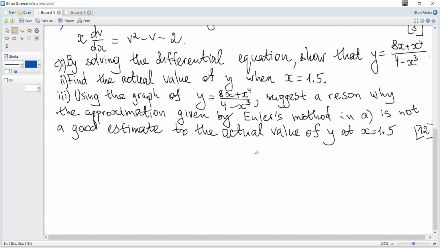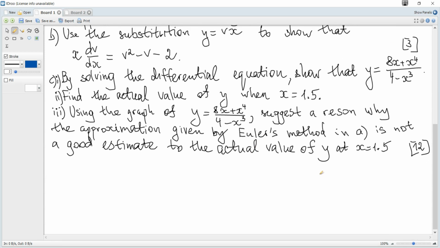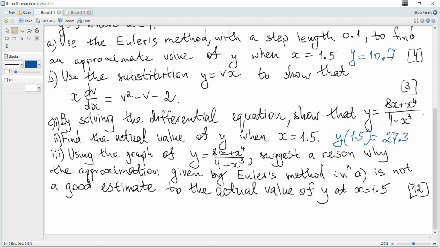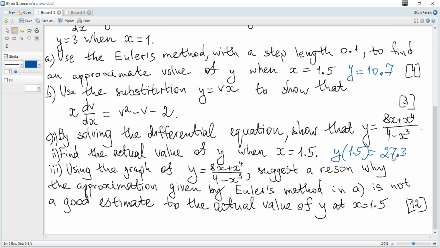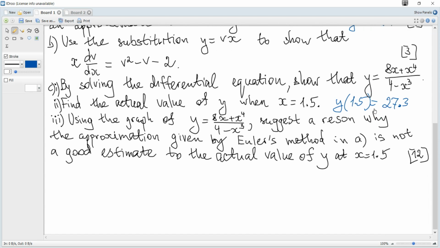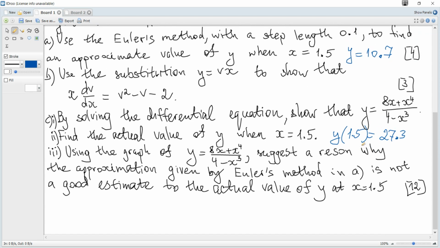Find the actual value of y when x is 1.5. So we just substitute 1.5 for x and get that y at 1.5 is equal to 27.3. So we can see that the actual value is 27.3 and the approximate value is 10.7. So we can see a very large difference.